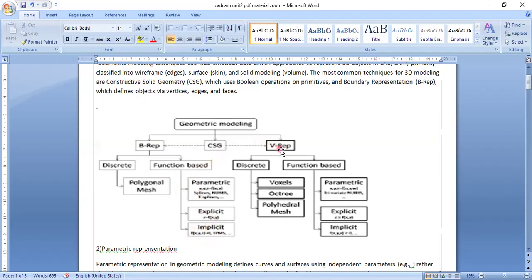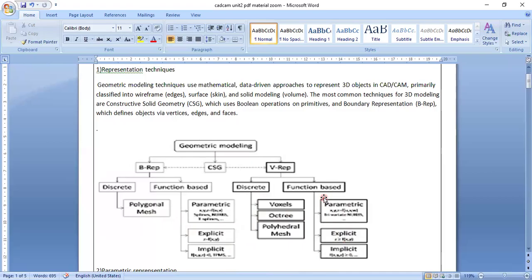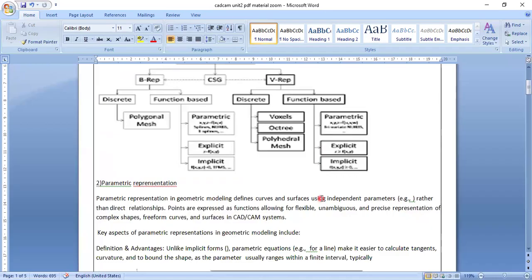Now this V-rep is again divided into discrete and function based. Here also, discrete means voxel, octree, and polyhedral meshing. These three are taken here, discretized, and studied. Function based is parametric, explicit, implicit, with the same operations, but there is a difference in the discrete systems, and no difference in the function based systems. This is the introduction to representation techniques: how you represent geometric modeling from 2D to 3D. I think it is clear now.